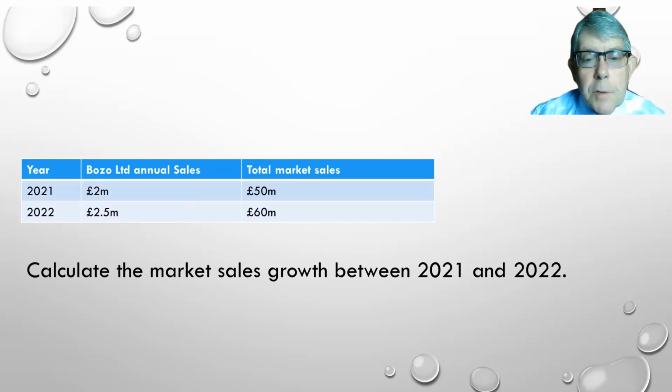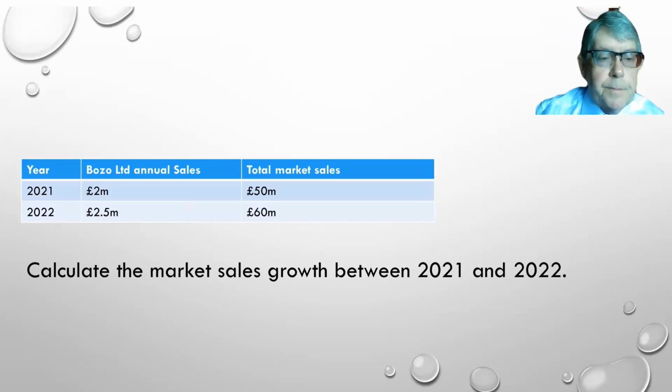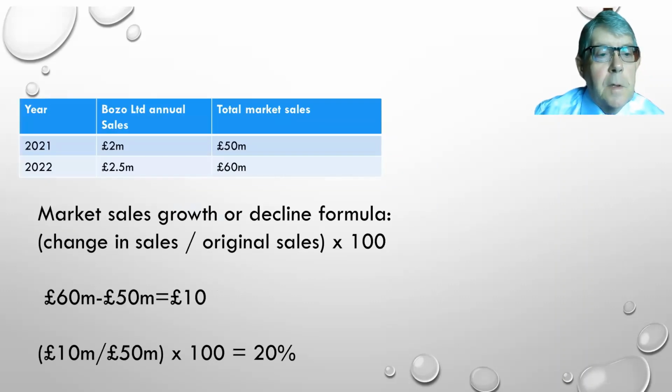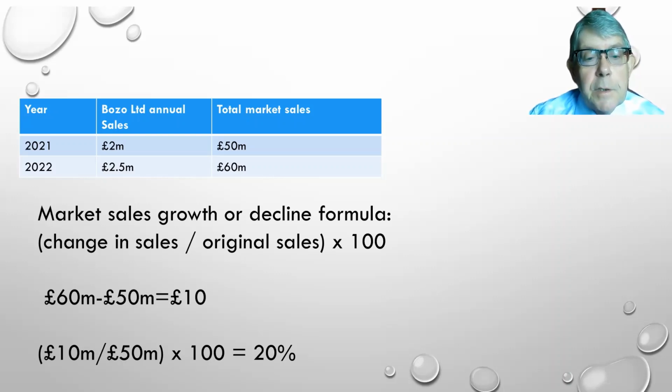Calculate the market sales growth between 2021 and 2022. Market sales growth or decline formula is change in sales divided by original sales times 100. So we have 60 million minus 50 million is 10 million, and then 10 million divided by 50 million times 100 is 20%.